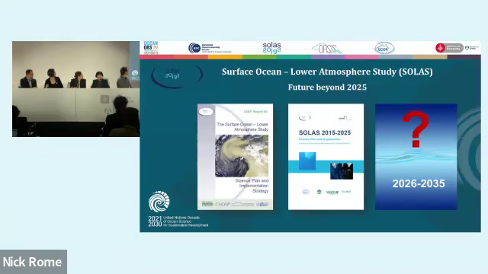As I said, SOLAS was officially launched in 2004 with the first science plan, and now we're under the implementation of the second decadal science plan. And then what's next? We have been doing a lot of effort within SOLAS, and also outside SOLAS, we invite sponsors and partners to frame the third decade of SOLAS, and I think we will talk a little bit about it later.